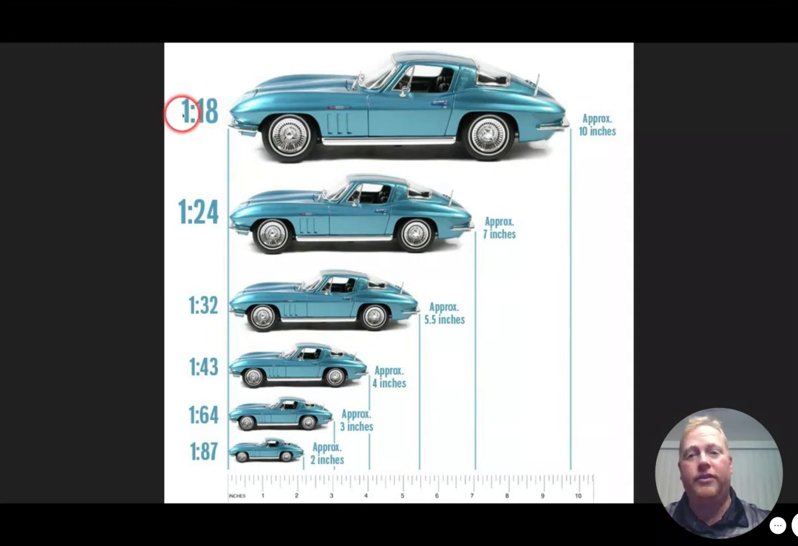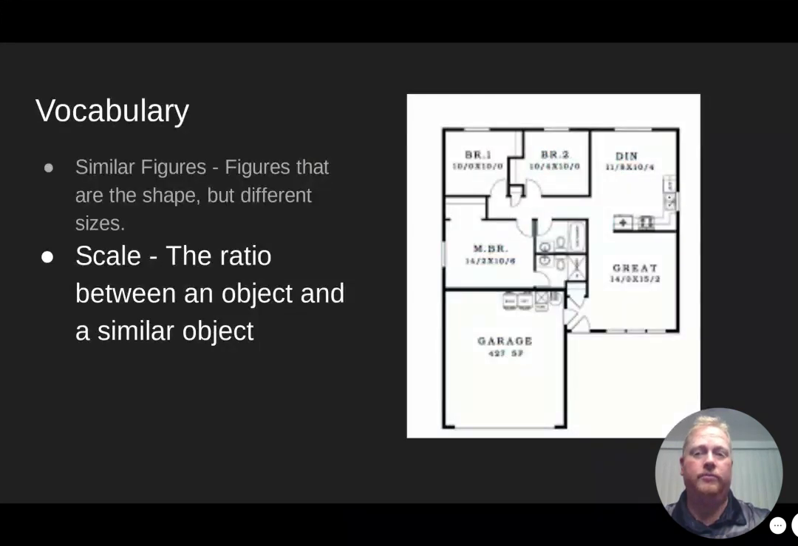Or every 1 foot in the model is 18 feet in real life. So if they tell you that the model is approximately 10 inches, then you can say, well, if 1 inch means 18 inches in real life, then 10 times 18 means the car in real life is 180 inches, and 180 divided by 12 is 15 feet. That car is going to be 15 feet long. So that's what scale is. It's just the ratio between the real object and the thing that looks like it.